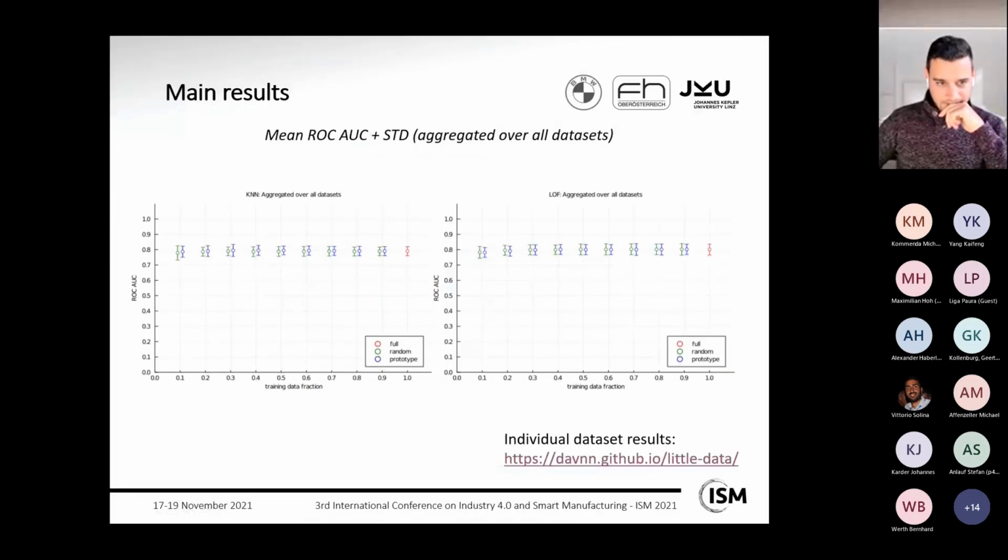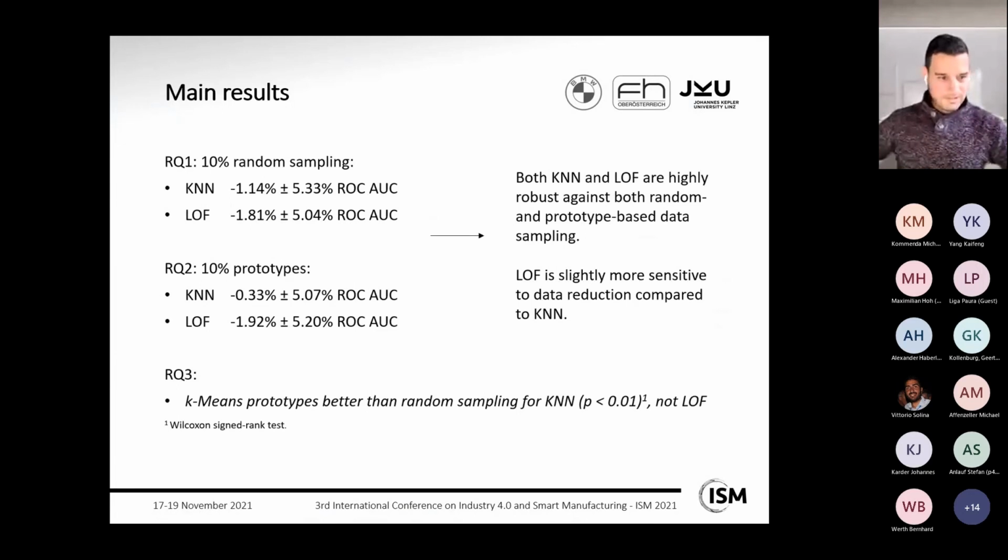Okay. So overall, when subsampling to 10% of the data or calculating 10% prototypes, the differences between that and calculating using the full data set are according to this slide. And we can see that the local outlier factor is a little bit more sensitive to data reduction compared to KNN. But both KNN and local outlier factor are highly robust against random and prototype-based data sampling.